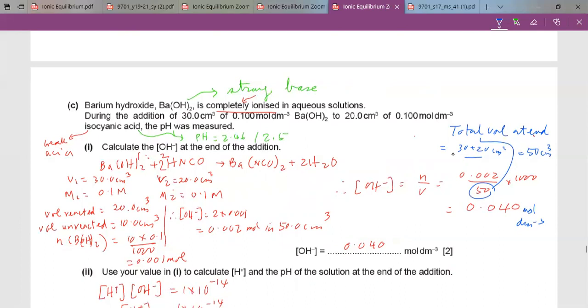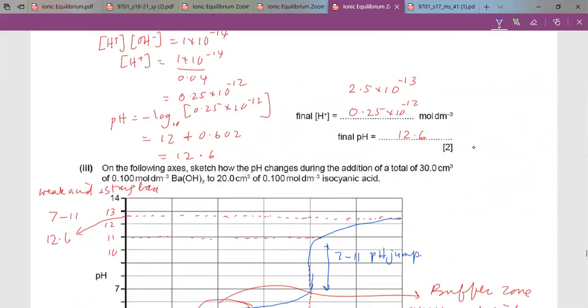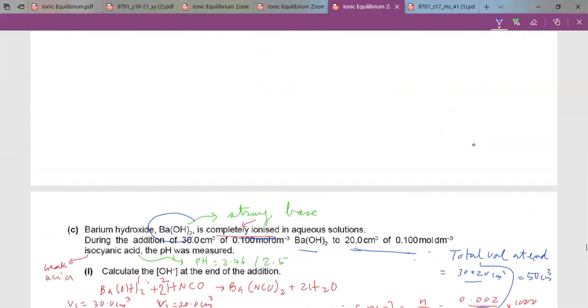Barium hydroxide is completely ionized, which means it's a strong base. If you don't know, they tell you it's completely ionized. Addition of 30 cm cube of 0.1 of this barium hydroxide into 20 cm cube of this one here. That means if you want to draw a diagram, it'll be like that. Did I draw a diagram here? No. Okay, draw a diagram here.